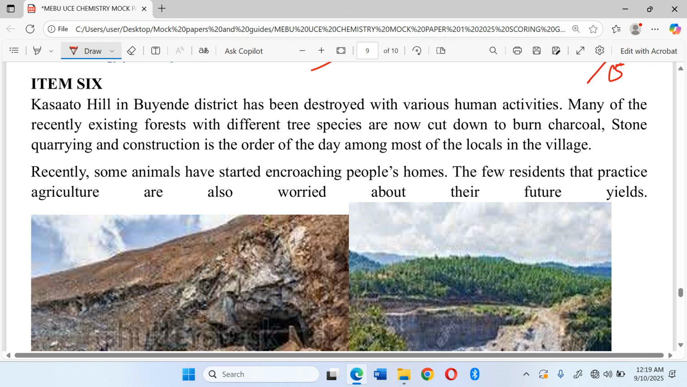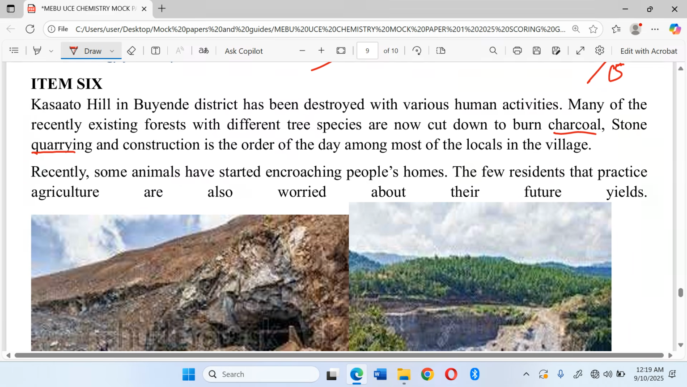Let's dive into item 6 faster. They are saying that Kasato Hill in Wiyende district has been destroyed with various human activities. Many of the recently existing forests with different tree species are now cut down to burn charcoal. Stone quarrying, to burn charcoal, stone quarrying, and construction is order of the day among the most locals in the village.